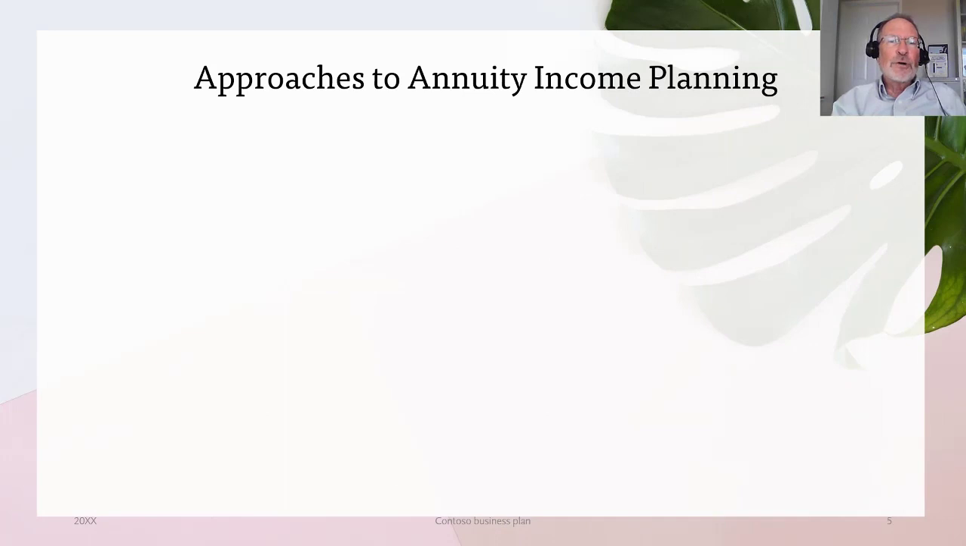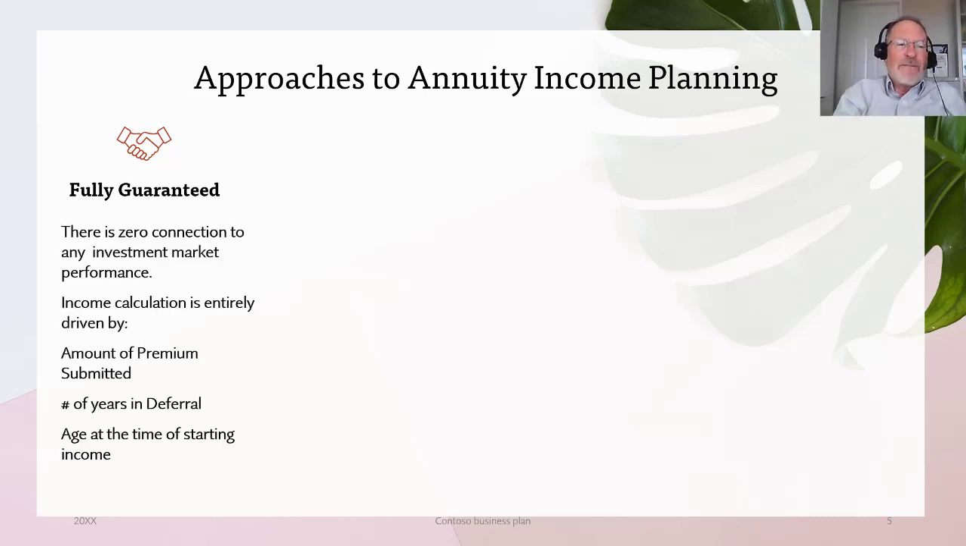Now, there are different approaches to annuity income planning. There are different ways to set this up. One is just to go with a fully guaranteed result. On a fully guaranteed income, there is zero connection to any investment market performance. The income calculation is only driven by how much you put in, how many years you deferred it, and what your age was at the time of starting income. And it's contractual, and it's written there.